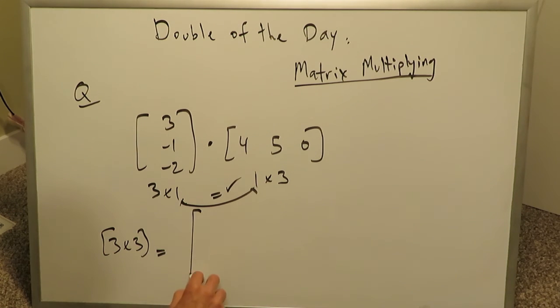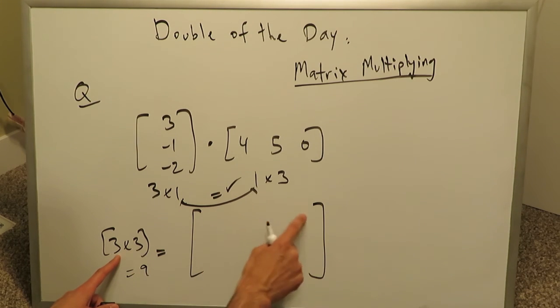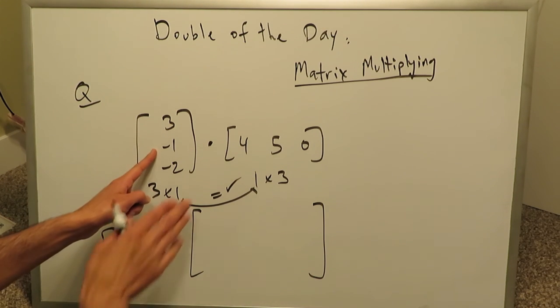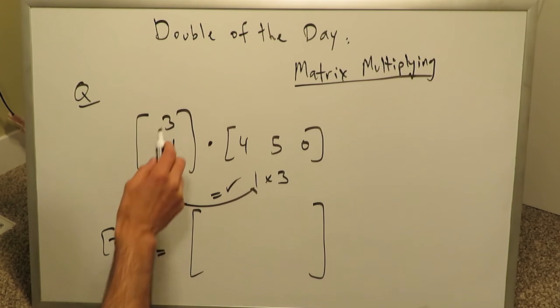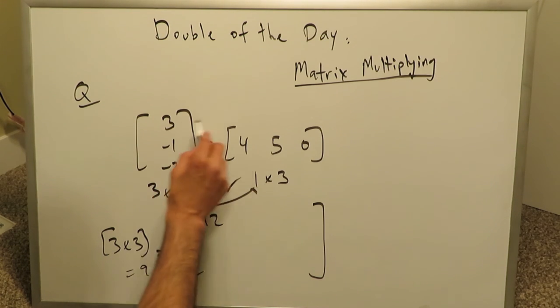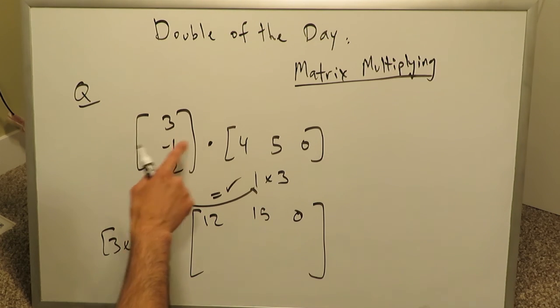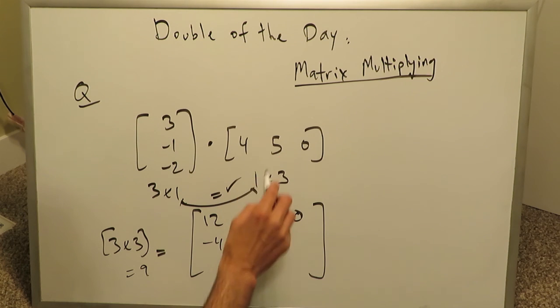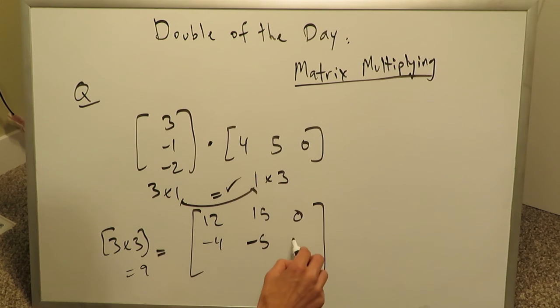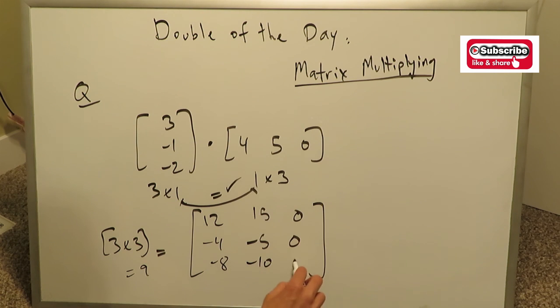And now you've got to actually do the work and determine this. 3 by 3 tells you there will be 9 elements: 1, 2, 3, 4, 5, 6, 7, 8, 9, 9 elements. Again, here you're seeing a column being multiplied with a row, so you'll just have products come into play. 3 times 4 is 12, 3 times 5 is 15, 3 times 0 is 0. Then let's go to this row. Minus 1 times 4 is minus 4. Minus 1 times 5 is minus 5. Minus 1 times 0 is 0. And then this row: minus 2 with 4 is minus 8. Minus 2 with 5 is minus 10. And minus 2 with 0 is 0. And it's done. This answer should be good.